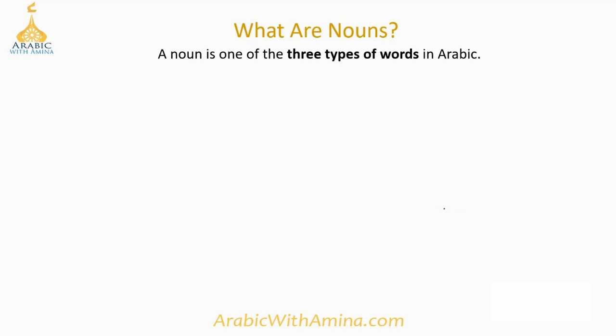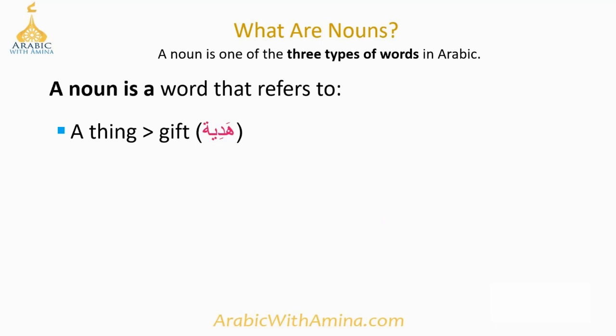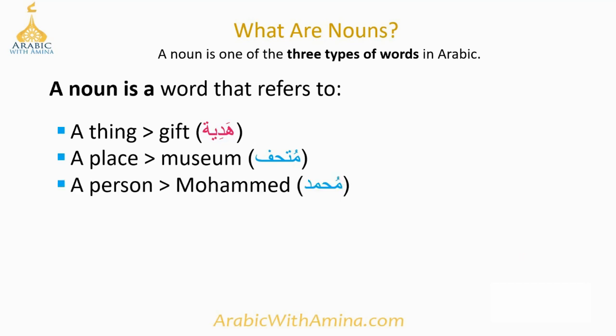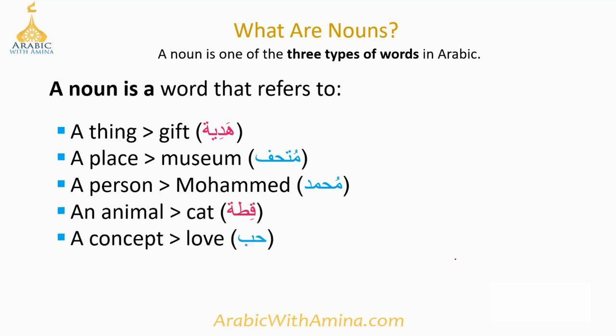So how do you know when looking at a word, is this word a noun? A noun is any word that refers to a thing, such as a gift, hadiyah, or a place, such as a museum, mathaf. It could also be a person, such as Muhammad. A noun could also be an animal, such as a cat, qitta, or a concept, such as love, hubb. Finally, it could also be an action, such as running, rakd.